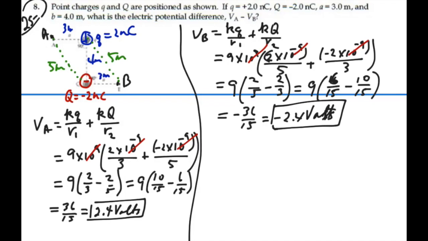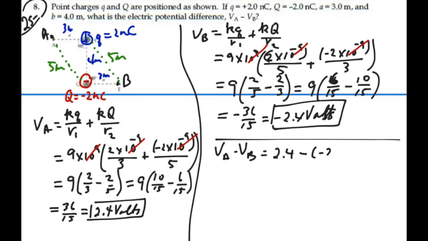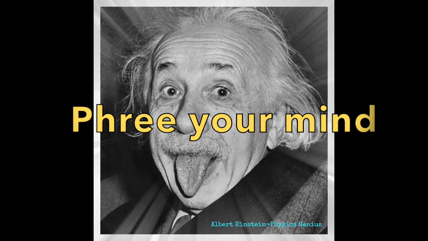We want to find the potential at A minus the potential at B. So that is going to be 2.4 volts minus a negative 2.4 volts. And that will be 4.8 volts as we add these two together. So the potential difference, VA minus VB, is 4.8 volts. Answer.